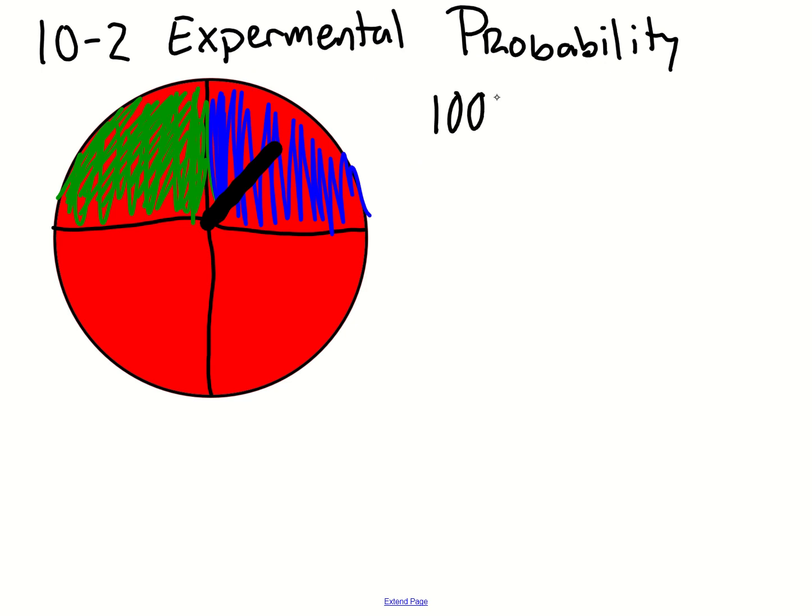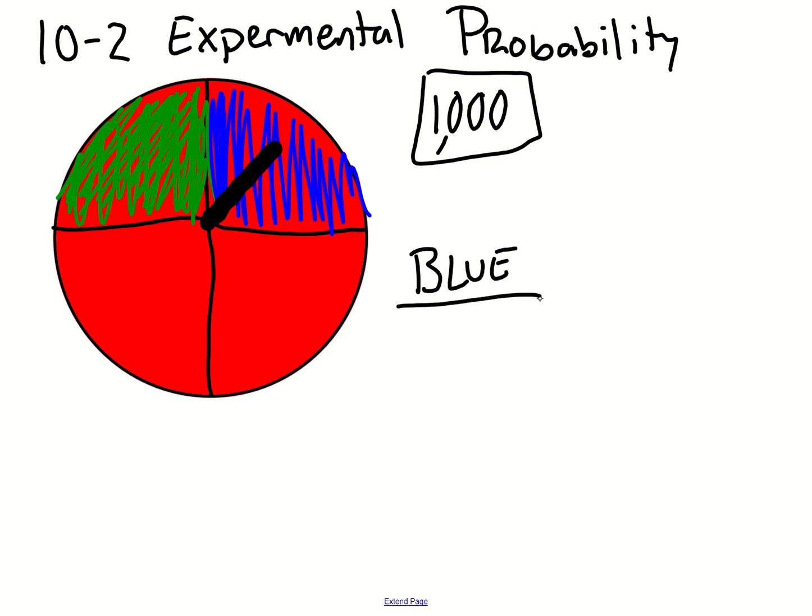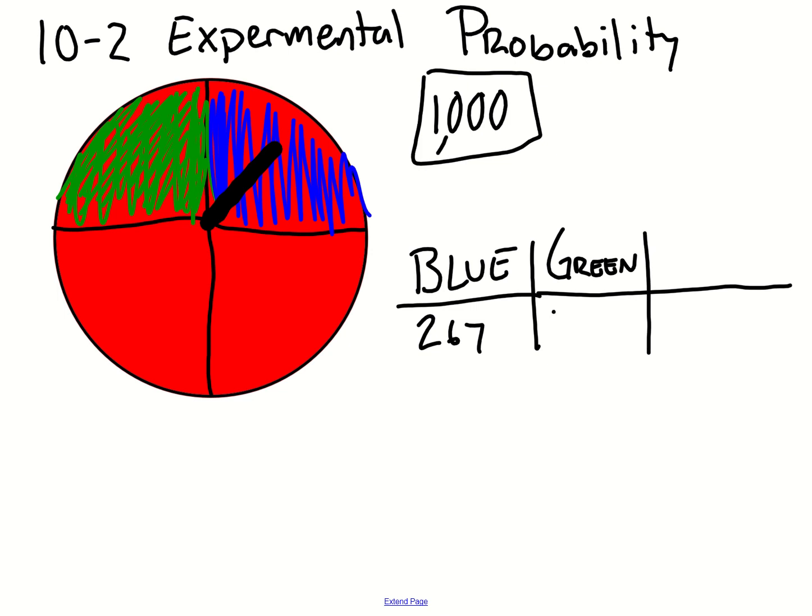Now, I sat here, and I spun this spinner 1,000 times to see how likely it would be for me to get something to happen. And out of that 1,000 times, the blue happened 267 times. The green happened 285 times. And the red landed on it about 448 times.